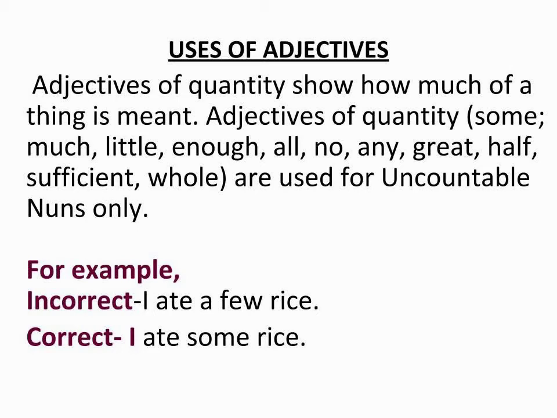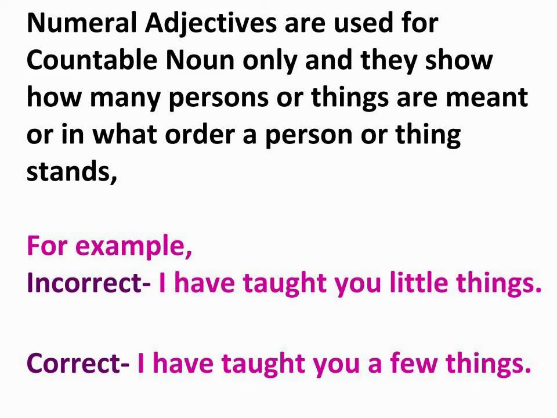So we should refer to a lot of sentences so that we can understand how to use them and get the correct marks. Generally, when you write a letter or when you converse, errors used to come. That is not a concern. Only here we have to score good marks. That is the focus. Numeral adjectives are used for countable nouns only, and they show how many persons or things are meant, or in what order a person or thing stands. That means, I have taught you little things.